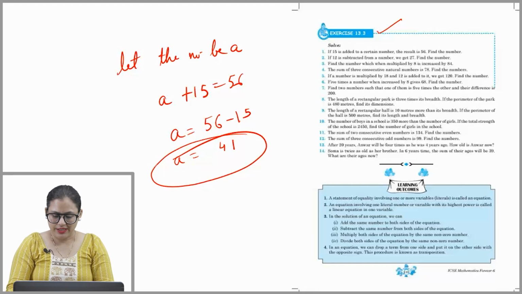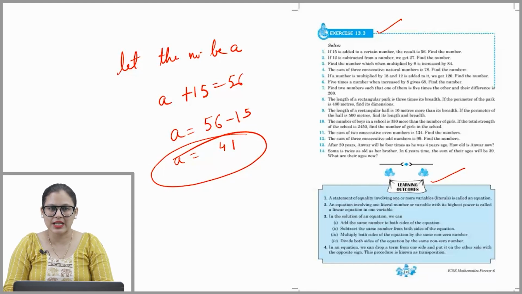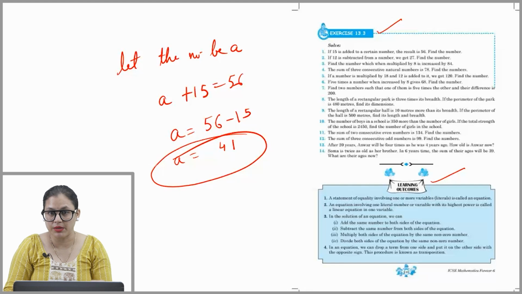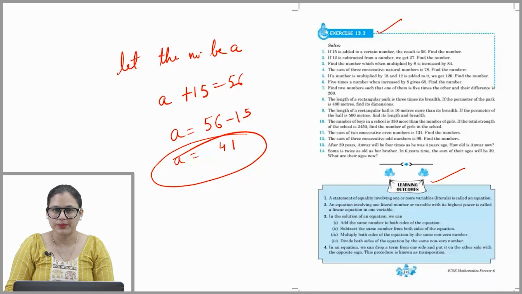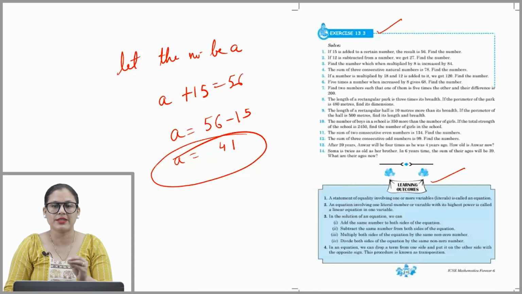Learning outcomes. Number 1, a statement of equality involving one or more variables, literals, is called an equation. Number 2, an equation involving one literal number or variable with its highest power 1 is called a linear equation in one variable. 3, in the solution of an equation we can: 1, add the same number to both sides of the equation; 2, subtract the same number from both sides of the equation; 3, multiply both sides of the equation by the same non-zero number; 4, divide both sides of the equation by the same non-zero number.